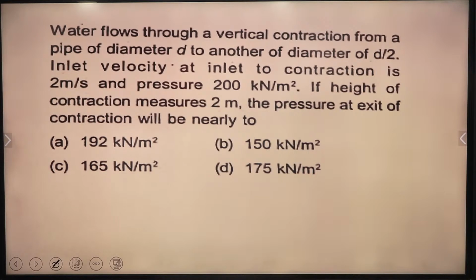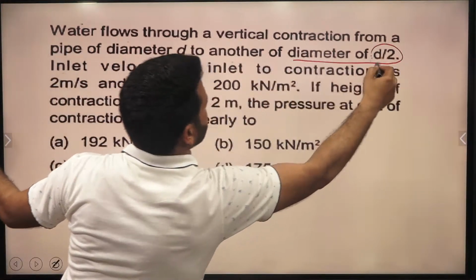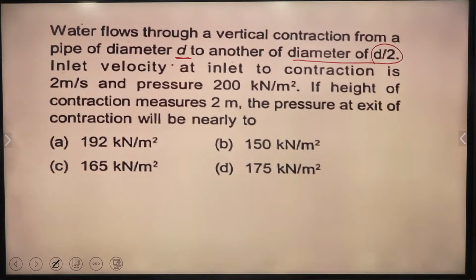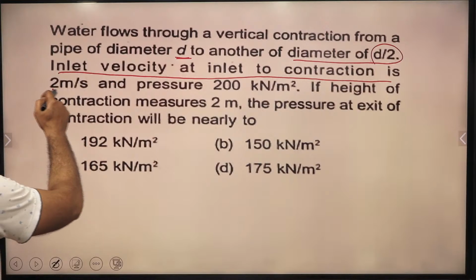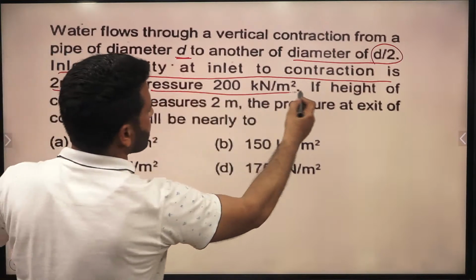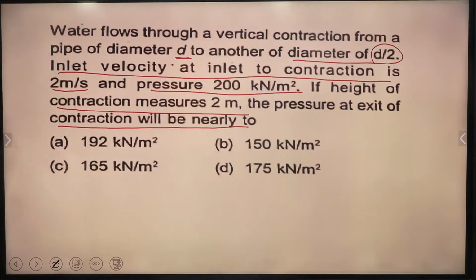Okay, so just solve it, guys. Water flows through a vertical contraction from a pipe of diameter d to another of diameter d by 2, that is, we have a varying cross-section pipe. Contraction is mentioned in the question, d by 2. The velocity at inlet to the contraction is 2 meter per second, and the pressure at inlet is this one. If the height of the contraction measures 2 meter, the pressure at the exit of contraction will be. So just have a look at the question. I'm giving you 30 seconds. Just read the question carefully first.